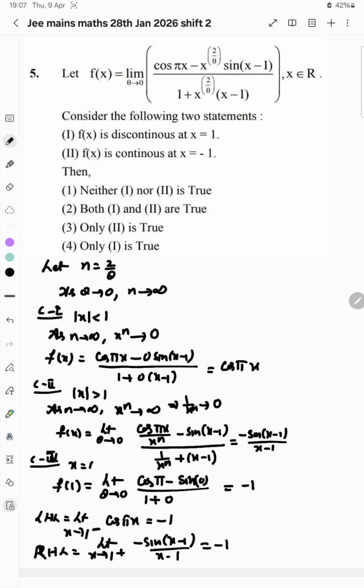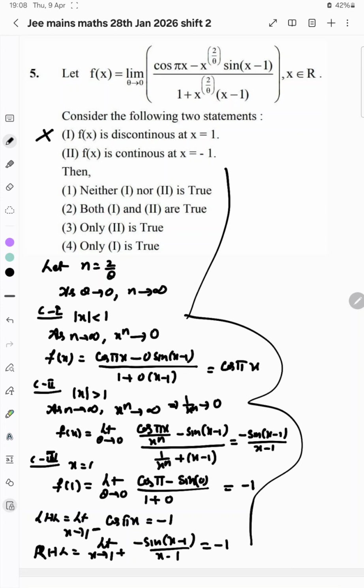So now observe, left hand limit, right hand limit, function value all are equal. So clearly the function f is continuous at x equal to 1. But they gave that it is discontinuous at x equal to 1, right? So clearly statement 1 is false, because f is clearly continuous at x equal to 1, right? Next, now statement 2 we have to check, right?